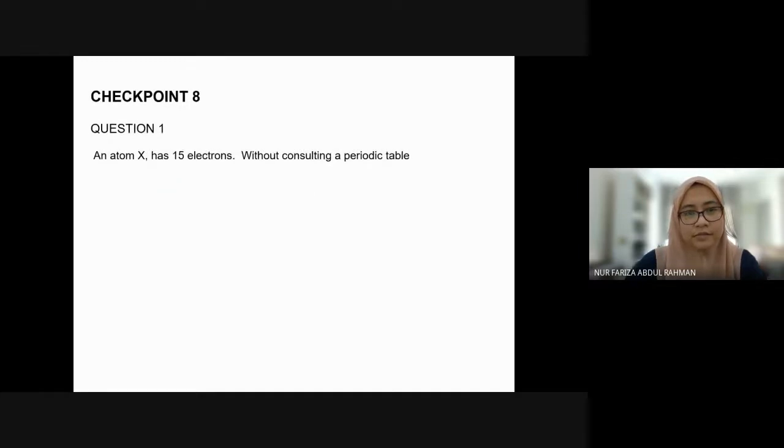Okay, an atom X has 15 electrons. Without consulting a periodic table, please identify what element X is. Okay, what is X? Identify what would be X.